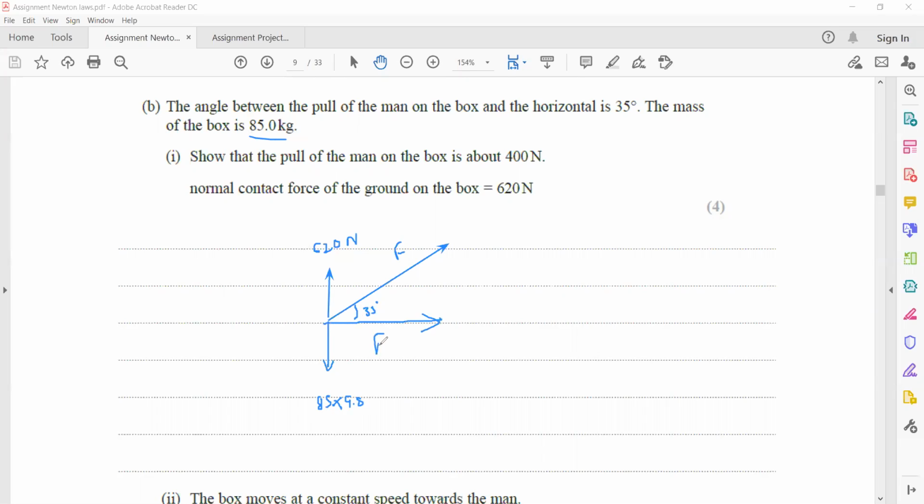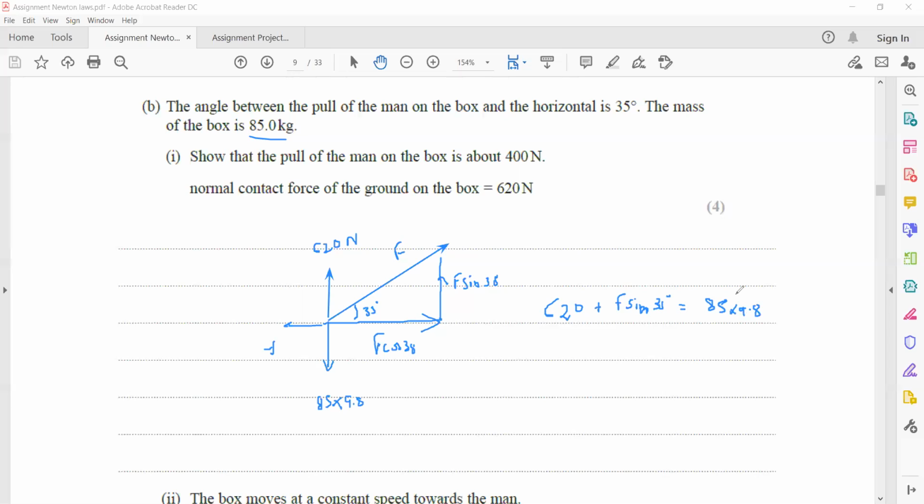So this one is F cos 35. Frictional force is there, which is opposing, and against the angle will be F sine 35. So the two forces, because it is not accelerating in the vertical plane, we can say 620 plus F sine 35 is equal to the weight, which is 85 multiplied by 9.8.